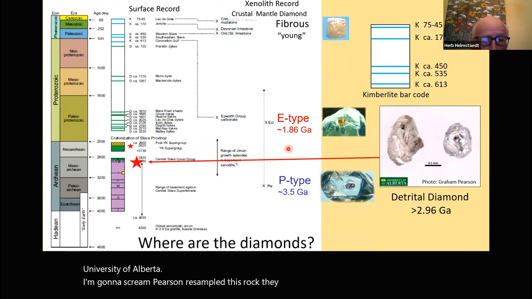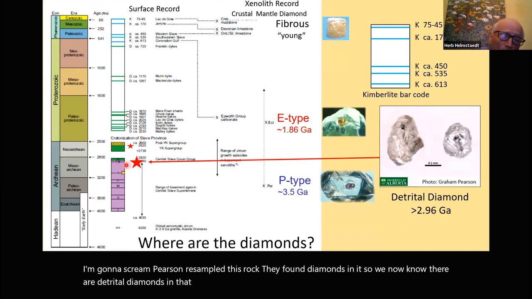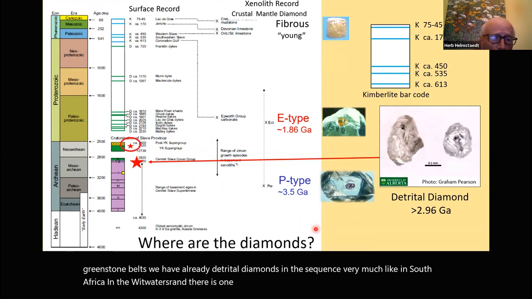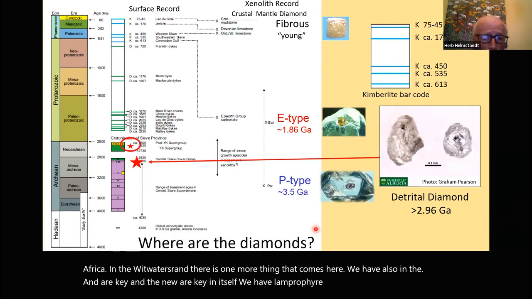So we now know there are detrital diamonds in that. So in Neo-Archean greenstone belt sequences we already have detrital diamonds in the sequence, very much like in South Africa in the Witwatersrand. There is one more thing. We also have, in the Neo-Archean itself, lamproite dikes, some of which also have microdiamonds.